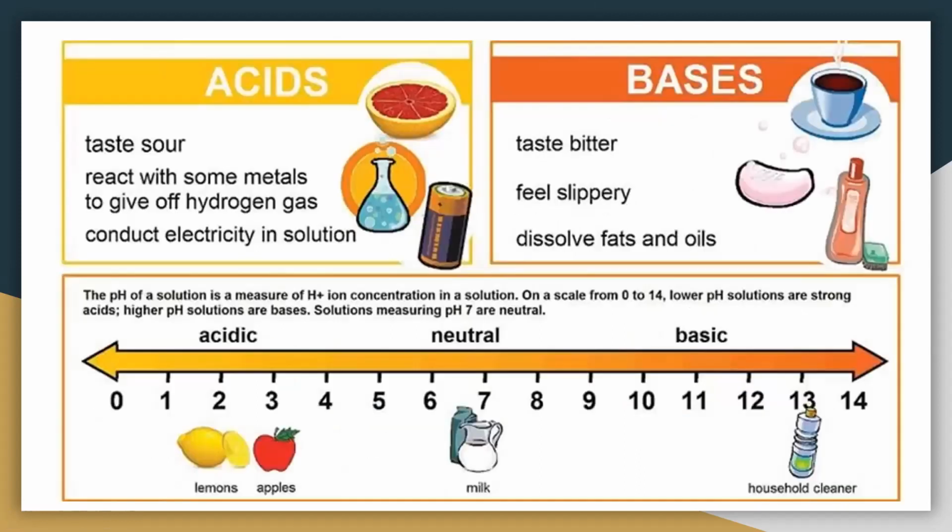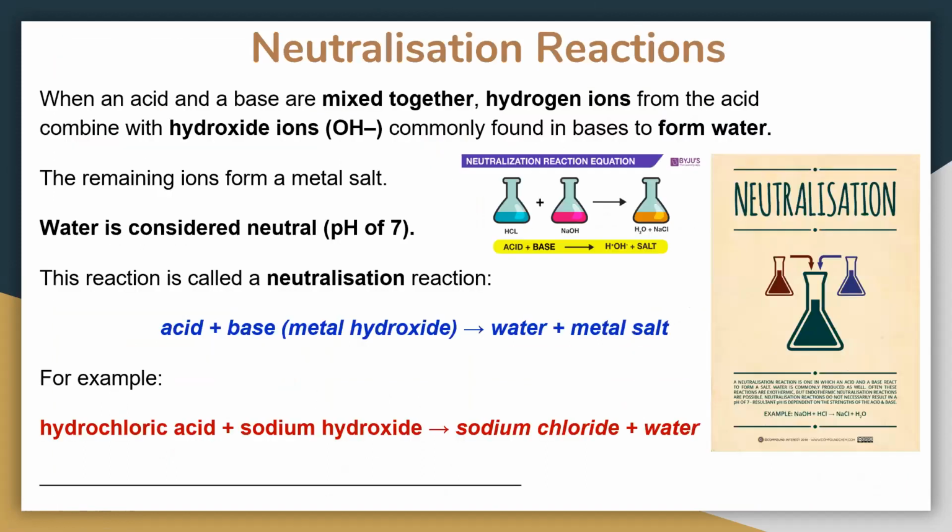Then that's just the pH scale. You just need to remember that bases tend to have a pH of more than 7. Acids tend to have a pH of less than 7. And right in the middle, you've got your neutral substances, or the neutral level.